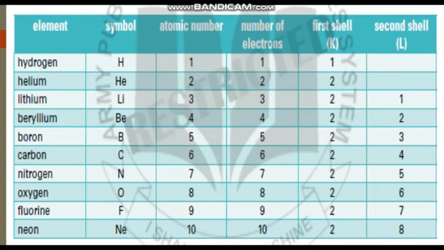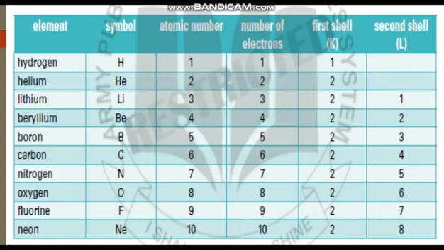Now this is the table that shows the first 10 elements of the periodic table, their symbols, atomic number, number of electrons and their filling in K and L shells. For example, I have taken the example of carbon. Carbon has 6 electrons, its symbol is C, 2 in the first shell, 4 in the second shell. And if it has 6 electrons, what will be its atomic number? Its atomic number is also 6.